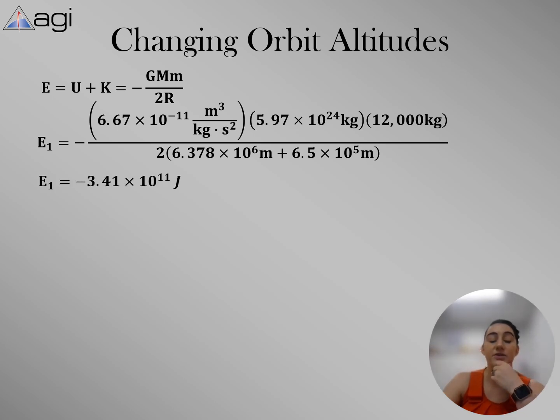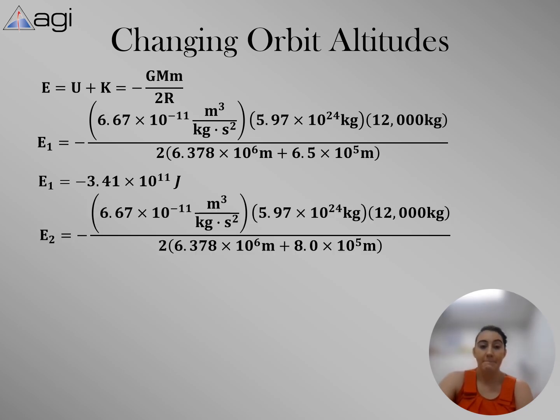That's going to give us a total energy for E1, the first orbit, of negative 3.41 times 10 to the 11th joules. So that's our total energy for orbit 1. Then we're going to do the same thing for orbit 2. We're going to look at where we're sending the satellite to and do that same math over again, same variables, just a little bit different flavor. Once we solve for E2 and we have the total energy for that second orbit, this is as simple as solving for the change of orbit.